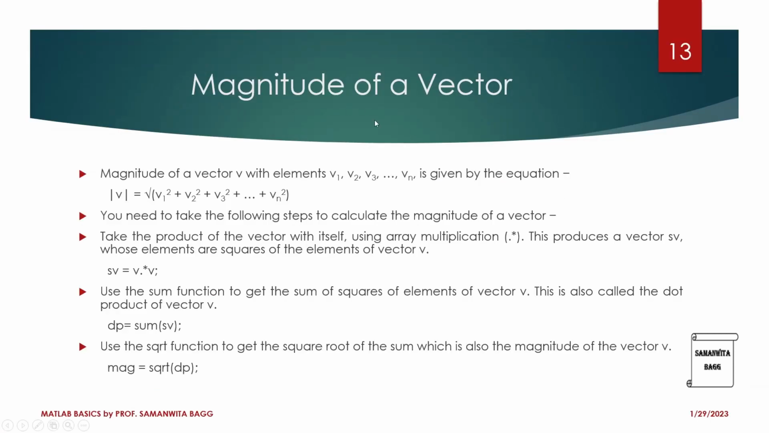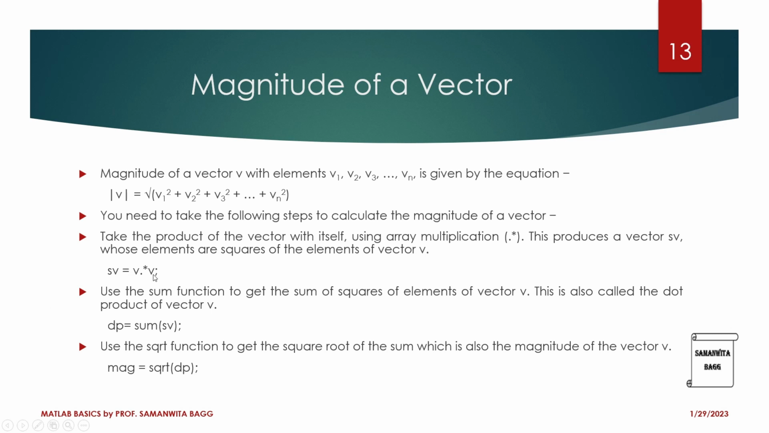Next, we will discuss finding the magnitude of a vector. Magnitude of a vector V with elements V1, V2, V3 up to Vn is given by the equation V is equal to root of V1 square plus V2 square plus V3 square plus dot dot dot up to Vn square. You need to take the following steps to calculate the magnitude of a vector. Take the product of the vector with itself using array multiplication dot star. This produces a vector SV whose elements are squares of the elements of vector V. So SV is V dot star V.